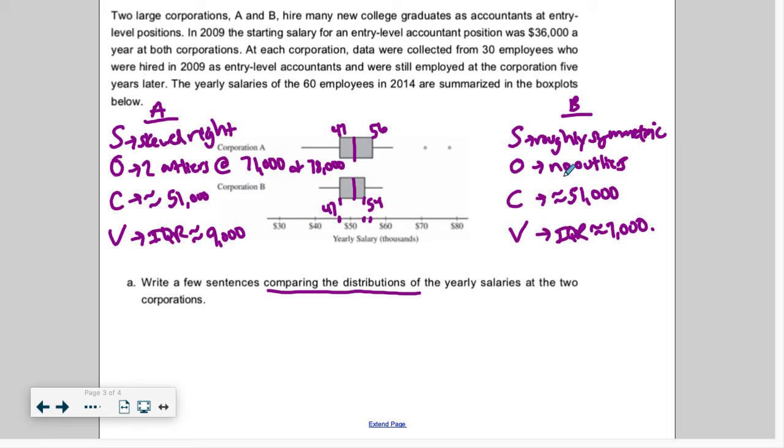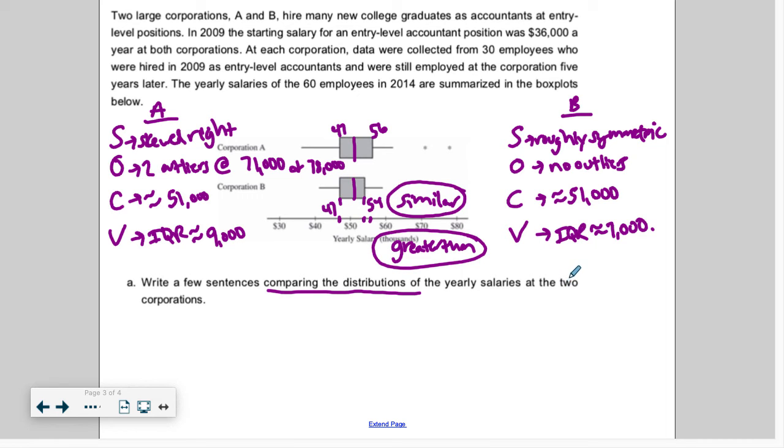I don't need to say greater than. Having a center around 51 and 51, so I'm going to say those are similar. I'm actually writing that comparison word, so I'll remember when I write out my sentence to say it. And then here, 9,000 for my IQR, that is greater than. So again, I'm going to write that so I can remember I need to make a comparison word there.